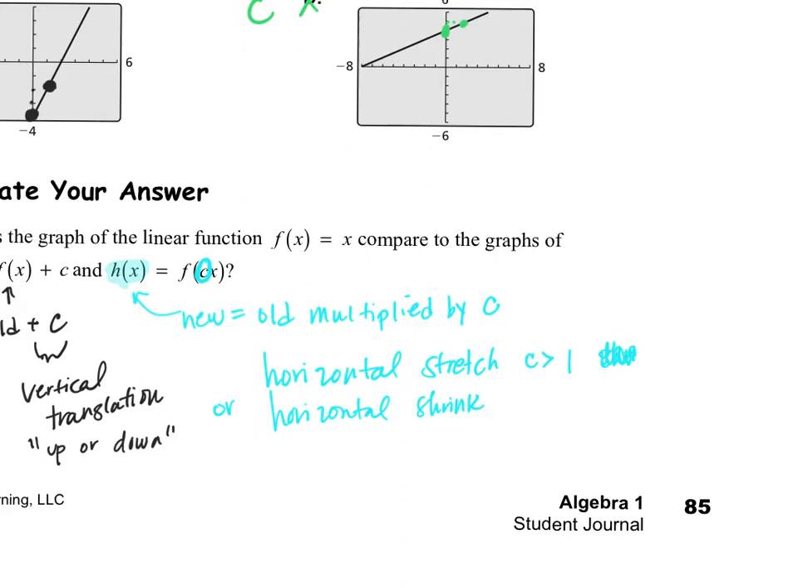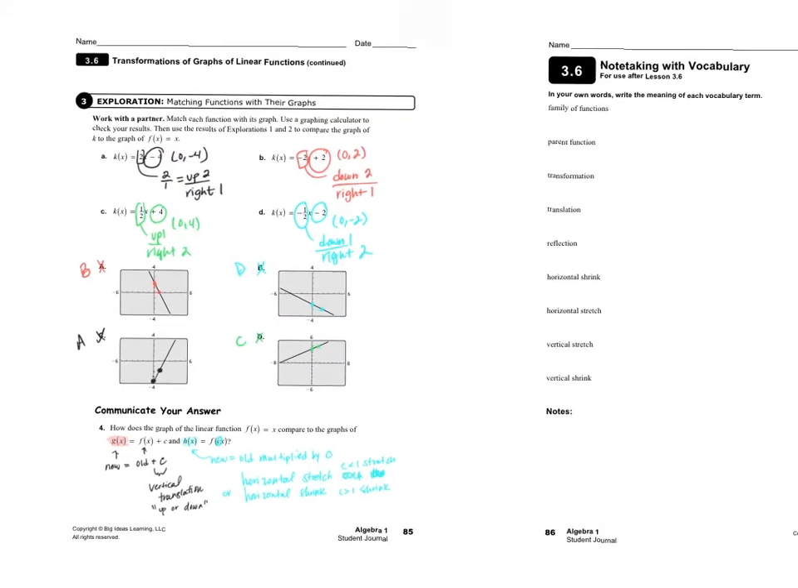But anyway, so if c is greater than 1, it's going to be a shrink. So this needs to go here. A shrink. And then if c is less than 1, it's going to be a stretch. Okay? All right. So now that that glitch is out of the way, let's go over here.